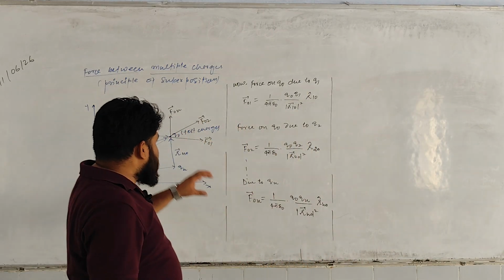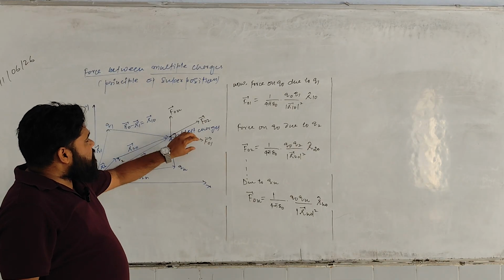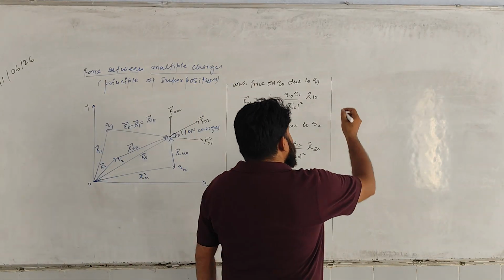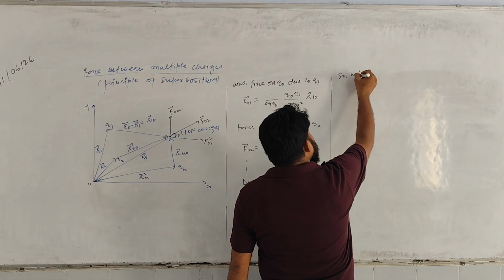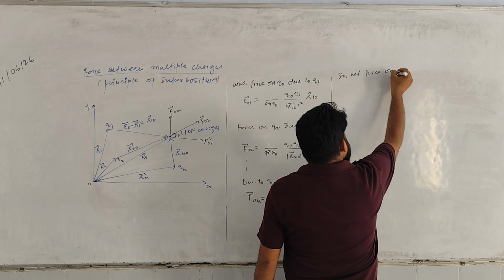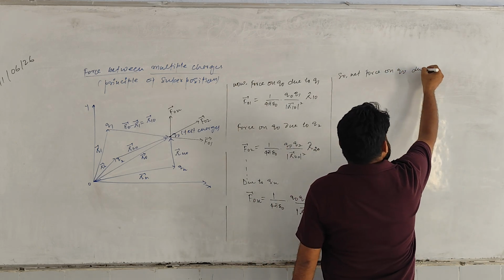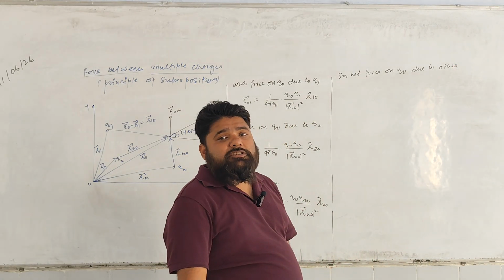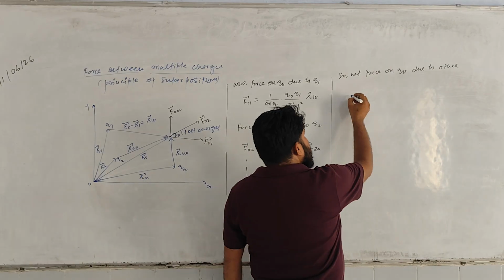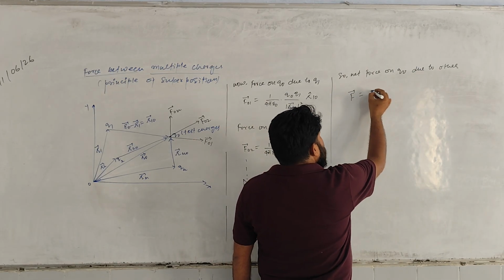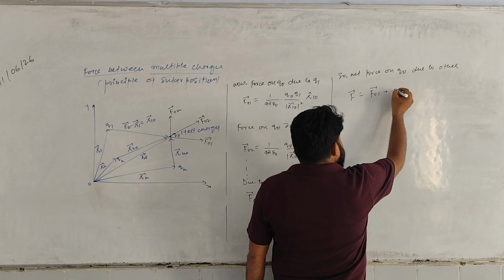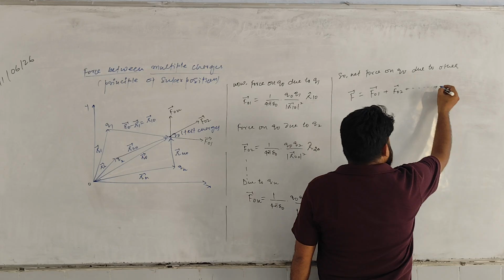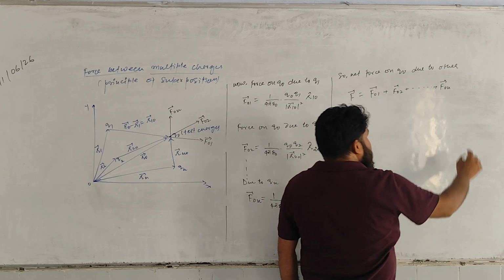So at a single point, there are multiple forces acting. So the net force in this case becomes the vector sum of the forces exerted by the individual charges, and this is the superposition principle. So the net force on Q naught due to the others can be found out with the help of the principle of superposition, and according to the principle of superposition, the net force must be equal to the force exerted by the individual charges. That means the force exerted by one, plus the force exerted by two, plus the force exerted by the others, up to the force exerted by the nth charge.